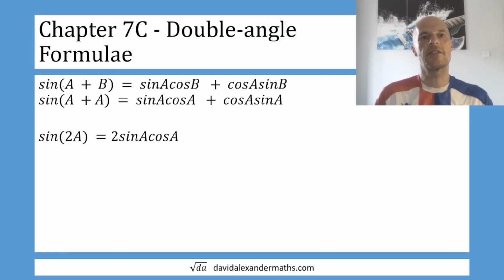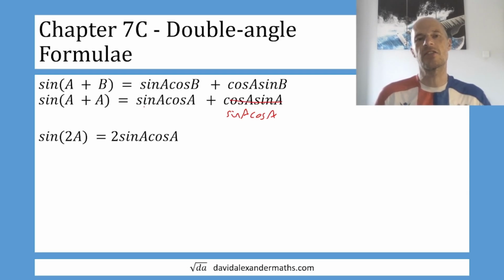So we know that the sine of A plus B can be written as sine A cos B plus cos A sine B. So therefore, if it's the sine of A plus A, then that can be written as sine A cos A plus cos A sine A. Now cos A sine A and sine A cos A, they're the same thing. So in fact, the second cos A sine A, I could just call that sine A cos A if I wanted to. There's no reason why the cos goes first, really.